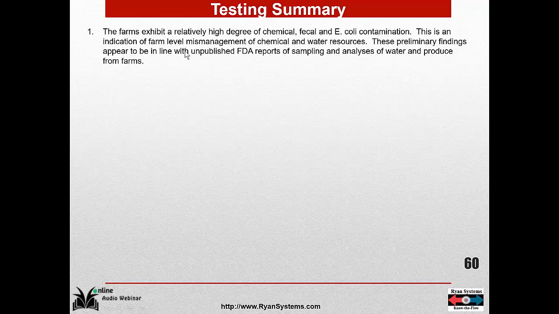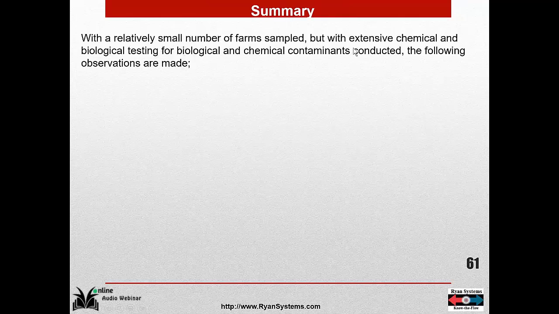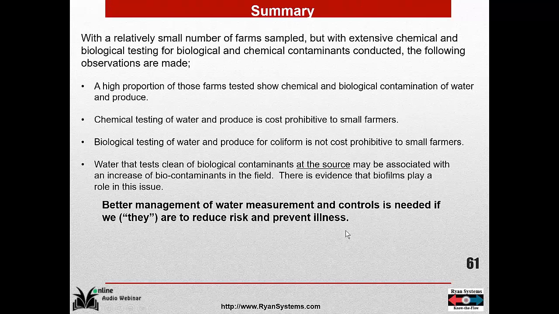The farms exhibited a relatively high degree of chemical, fecal, and E. coli contamination overall. Summary: with a relatively small number of farms sampled, but with extensive chemical and biological testing for contaminants, the following observations were made. Better management of water measurement and controls is needed if they are to reduce risk.